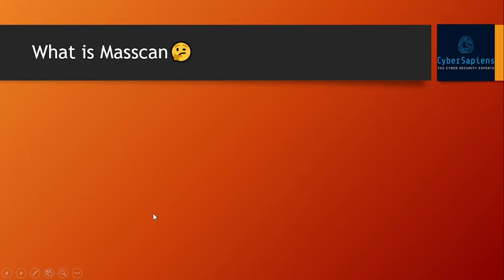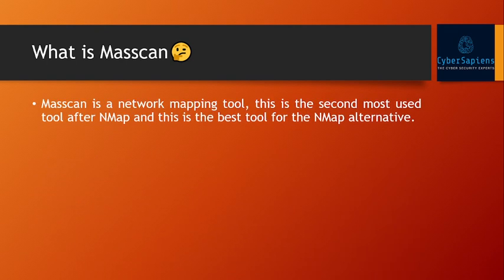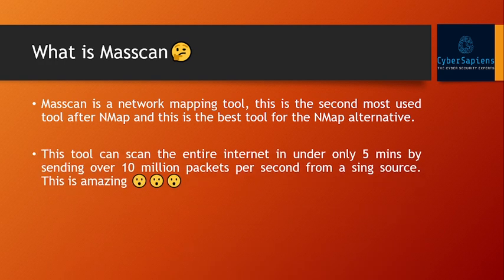So what is Masscan? Masscan is a network mapping tool. This is the second most used tool after Nmap, and this is the best alternative to Nmap. The best thing about this tool is that it can scan the entire internet within 10 minutes by sending 10 to 15 million packets per second from a single source, and this looks amazing. The best alternative for this tool is Nmap or Zenmap, which ideally comes pre-installed in Kali Linux, ScanRD and Unicorn.